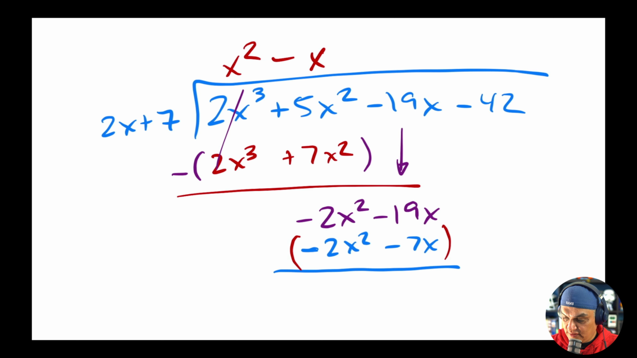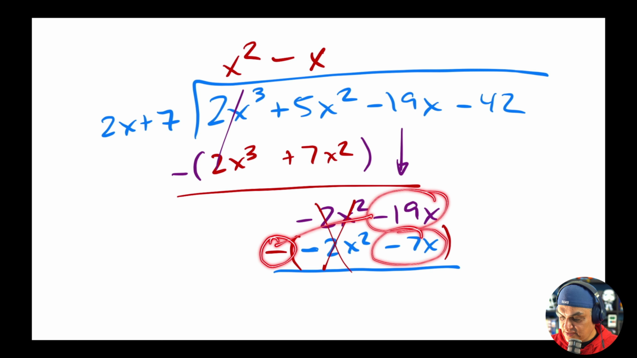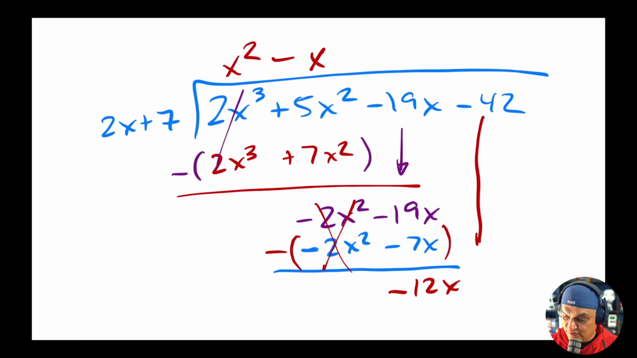And then let's subtract that. So negative 2x squared minus negative 2x squared is 0, and that's what we always want. We always want that first term to cancel because that's why we're putting this monomial up there, so we can get it out. And so now we do negative 19x minus negative 7x. Well, minus a negative becomes positive, so negative 19x plus 7x becomes negative 12x. And then we bring down the last term, which is minus 42.